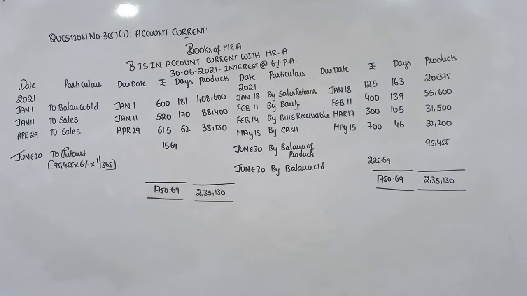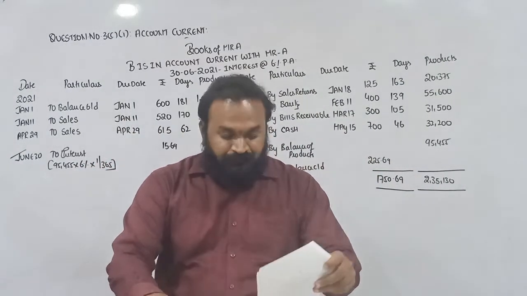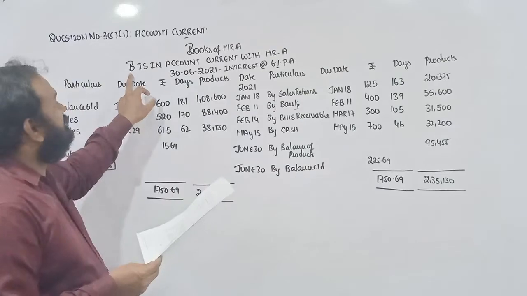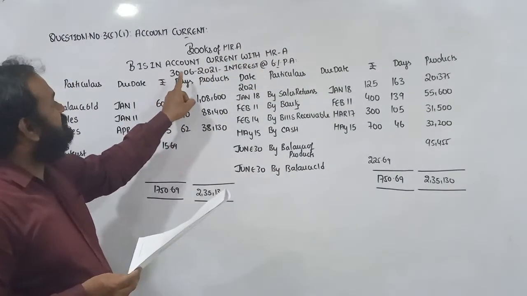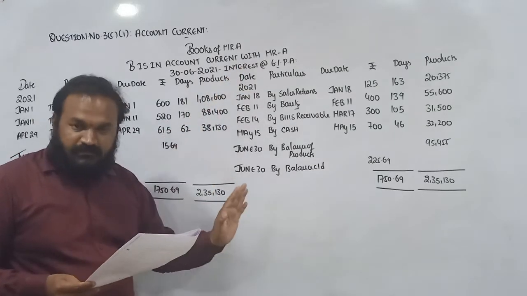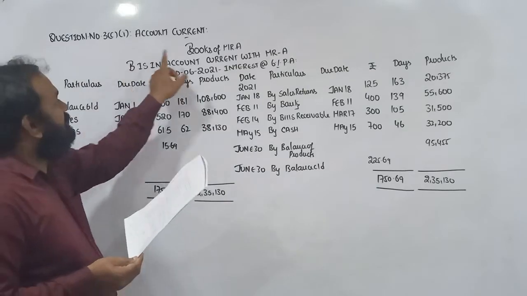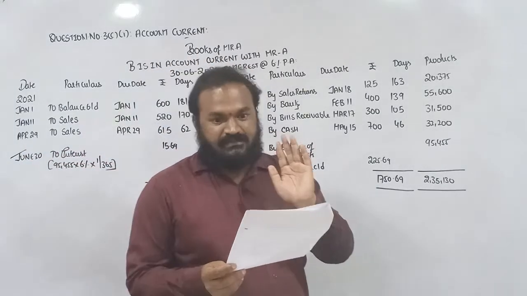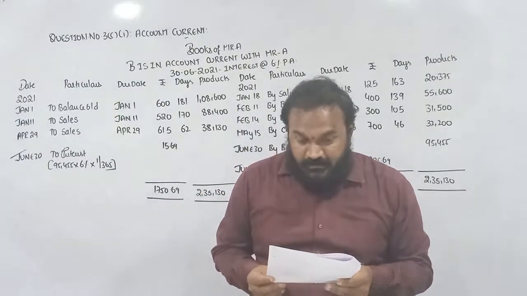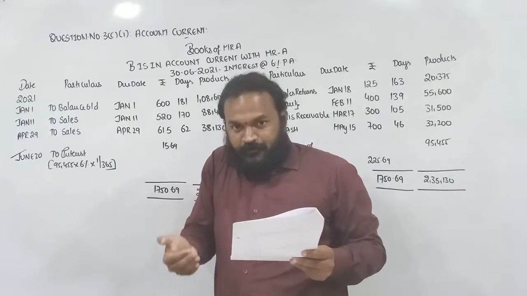Yes, boys and girls. So let us go for discussion of the answer for this question. See, B is in account current with Mr. A on 30th June 2021. The transactions that took place between A and B from 1st January to 30th June have been given. Everyone clear?